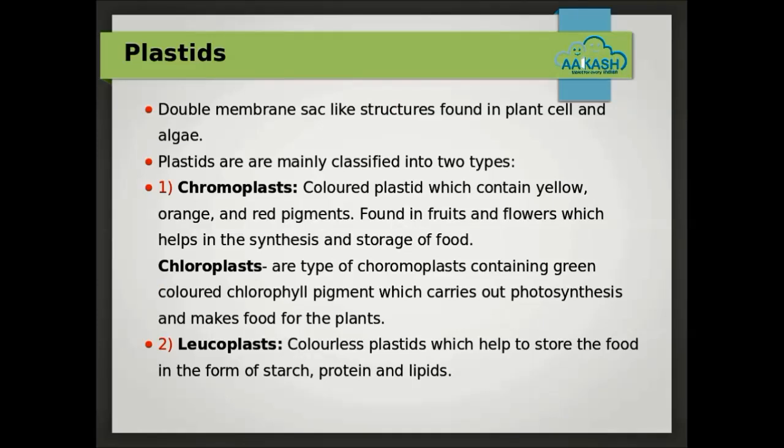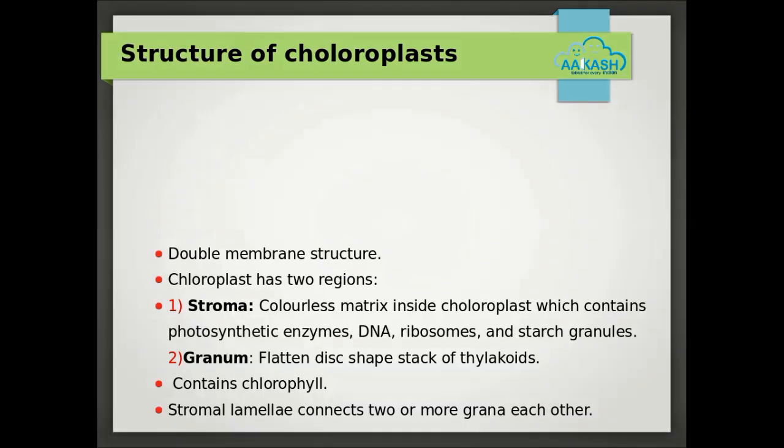Plastids. Plastids are only found in plant cells and algae. They are the main part of manufacturing and storage of food materials in plant cells. The function and color of plastids depend on the pigments present in them. Plastids are mostly of two types, chromoplast and leucoplast. The chloroplast is the type of chromoplast containing green-colored chlorophyll pigments. Chlorophyll helps photosynthesis. Let us learn about the internal structure of chloroplast in detail.